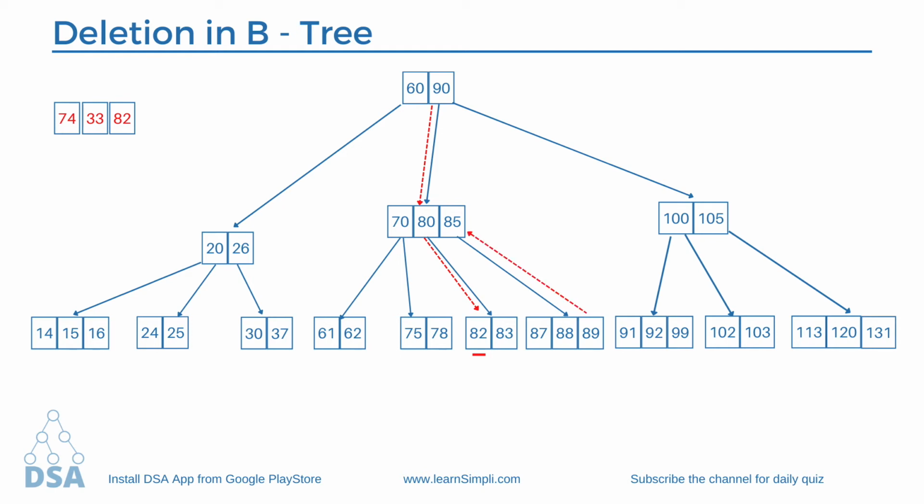So here the minimum value is 87. Therefore it will be transferred to the parent node. From the parent node 85 will be transferred to the child node. Now we can delete 82. This was the second case.